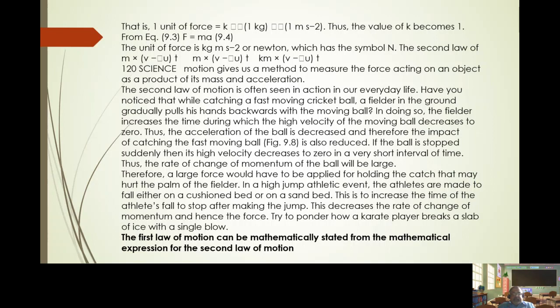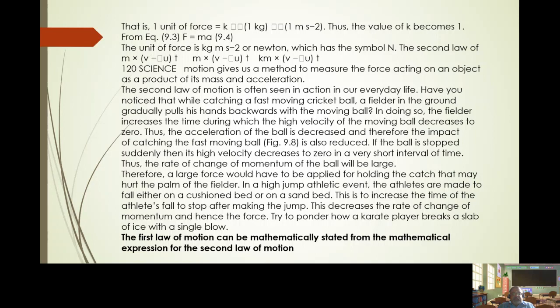In high jump, athletes are made to fall either on a cushioned bed or on a sand bed. This is to increase the time of the athlete's fall to stop after making the jump. This decreases the rate of change of momentum and hence the force. Try to ponder how a karate player breaks a slab of ice with a single blow.